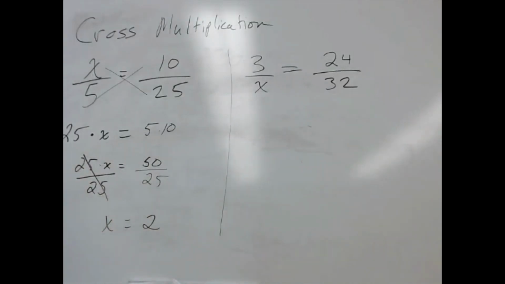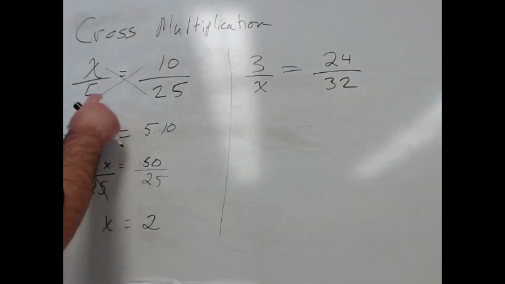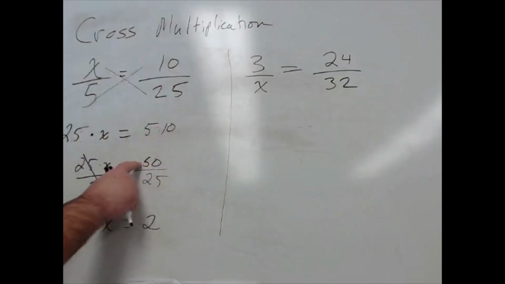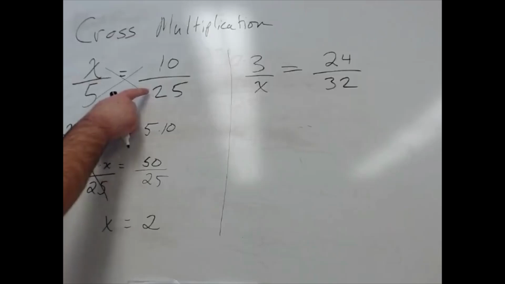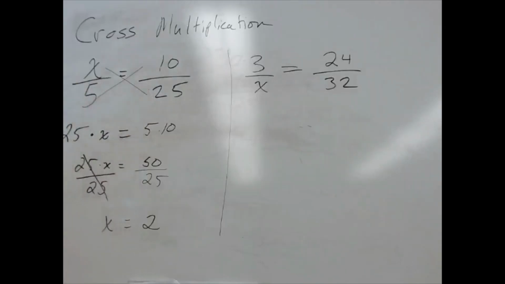So what you might notice that we did here is we did 5 times 10 to get the 50, and then divided by the 25. Alright, so we'll come back to that in a minute.